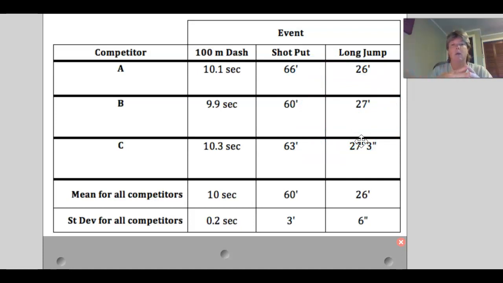So what we can do though is look at how each competitor did in their event relative to everybody else. So again, pause the video right now with this additional information and see if now you can determine who should get the gold medal, who should get the silver medal, who should get the bronze medal. And then think about who had the most outstanding performance overall of these three competitors in these three events.